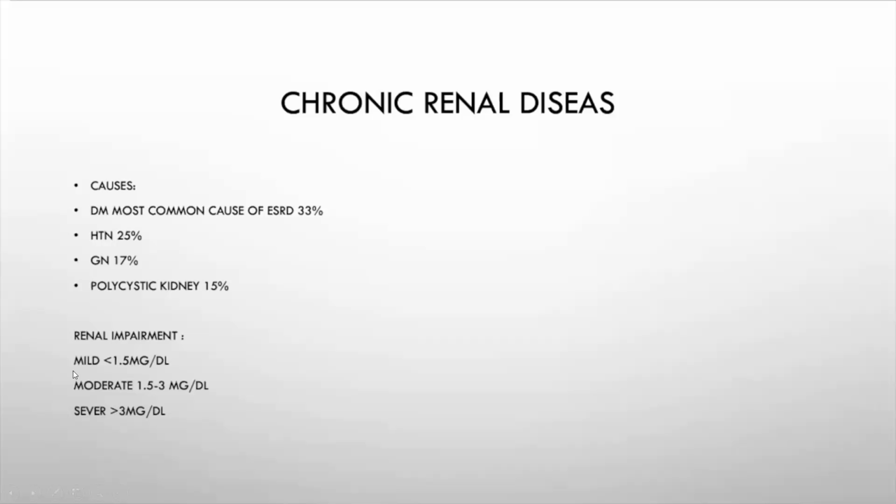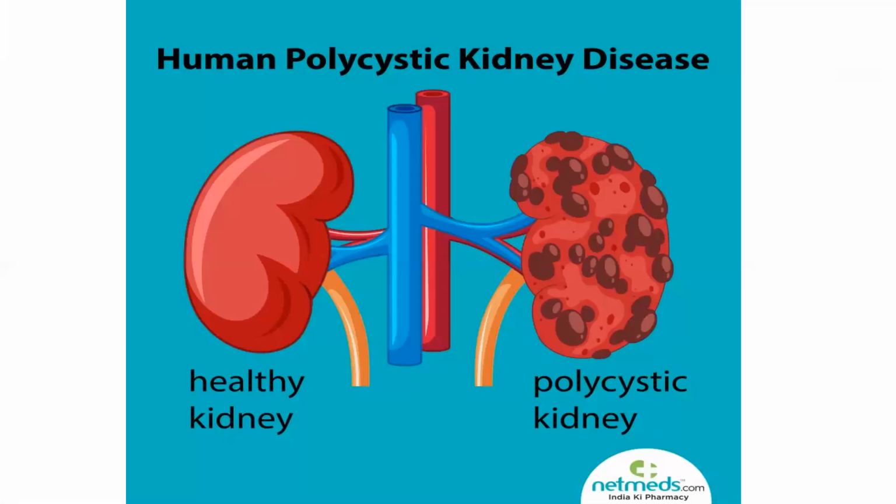During the exam, if I ask about renal impairment, for mild impairment you have to write if the creatinine level is less than 1.5. For moderate impairment, you have to write it is when it is between 1.5 to 3 mg, and if it is severe, you have to write if the creatinine level is greater than 3 mg per deciliter. Do you understand chronic renal disease, the causes and the renal impairment? Yes or no? Yes, ma'am. Okay, let's move on.